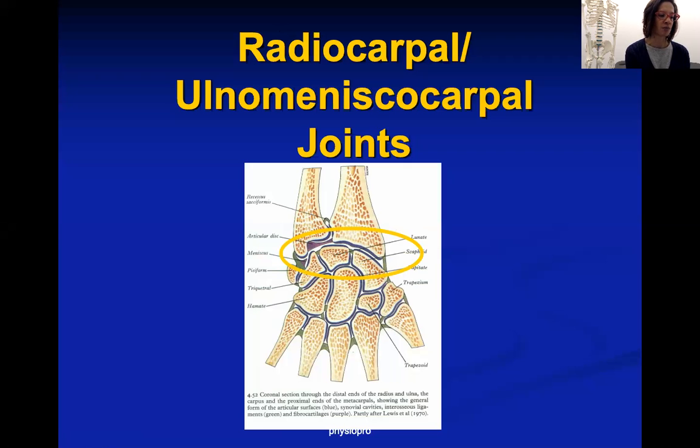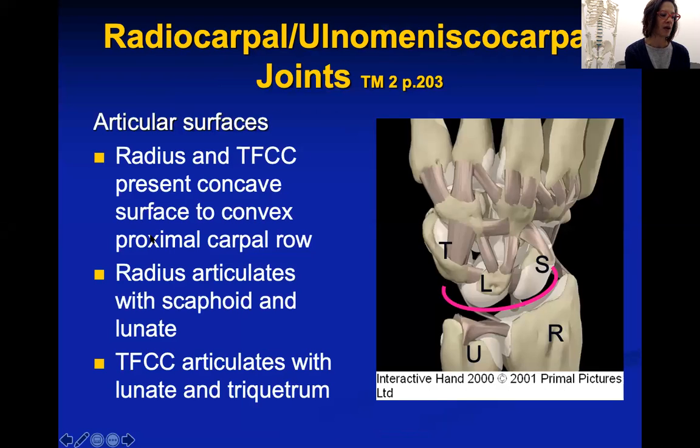But if we look at which bones is on the ulnar side, the ulna is opposite the lunate and the triquetrium. So the articular surfaces, so the radius and TFC are a concave surface, but don't forget we always name for mobilizations the distal and the proximal. So the proximal carpal row is convex on concave.